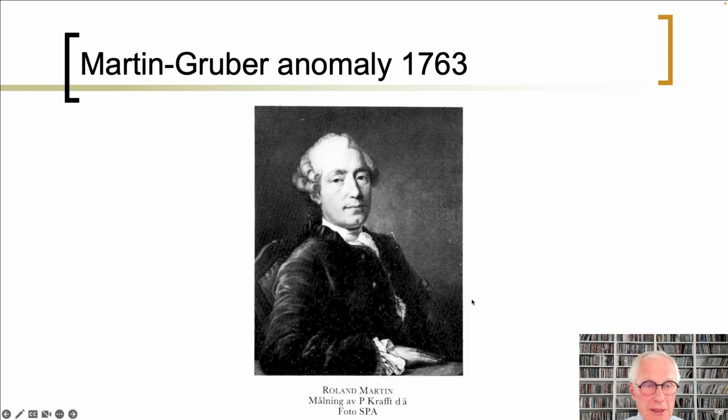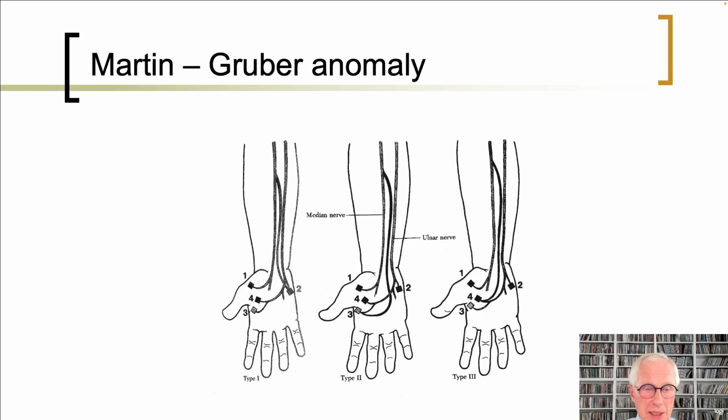Very often we see an anomaly where part of the nerve fibers to the ulnar nerve in the hand come from the median nerve in the forearm. It's called Martin-Gruber anomaly, was described in 1763 by a Swedish anatomist from Uppsala, Roland Martin. And here we see the different kinds of Martin-Gruber anomalies. I don't personally try to discriminate between the different types of Martin-Gruber anomalies.